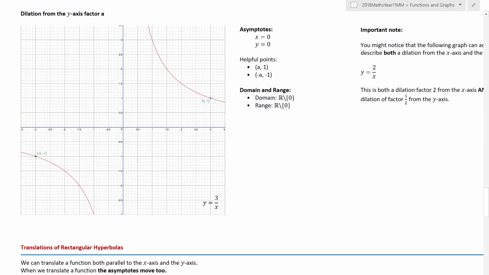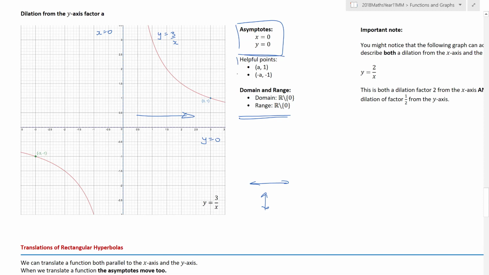Dilation from the y-axis, factor a. So this time we are dilating this way. My graph should have y equals 3 over x written on it. I should have labeled my asymptotes x equals 0 and y equals 0. There are no crossing points on my axes, so that's fine. So let's have a look. Domain and range, probably the easiest one to do first. Why? Because I've not moved my graph vertically or horizontally, so my domain and range stay the same. Likewise with my asymptotes from my standard graph.